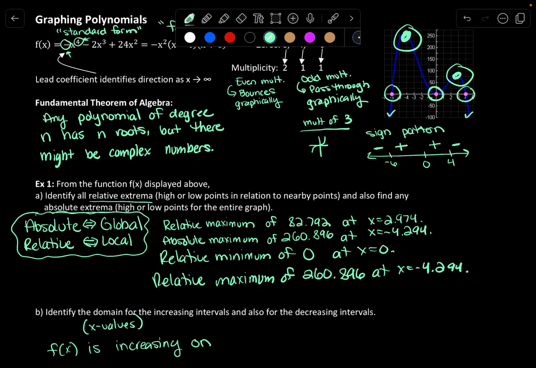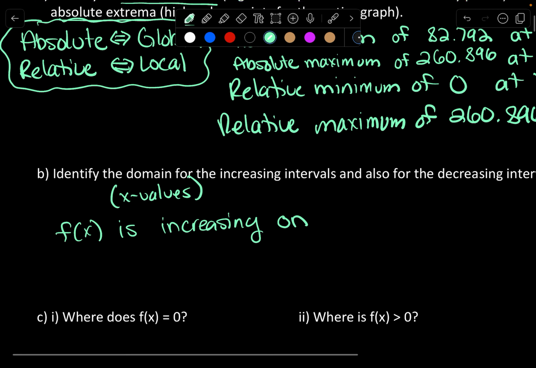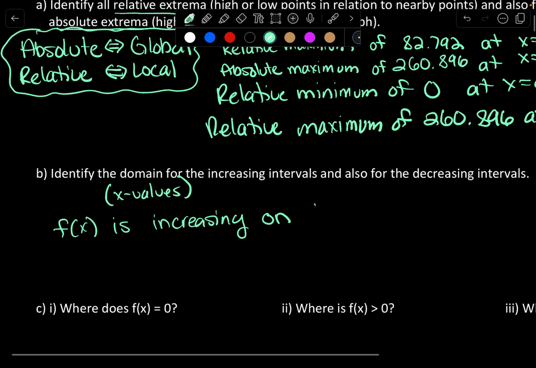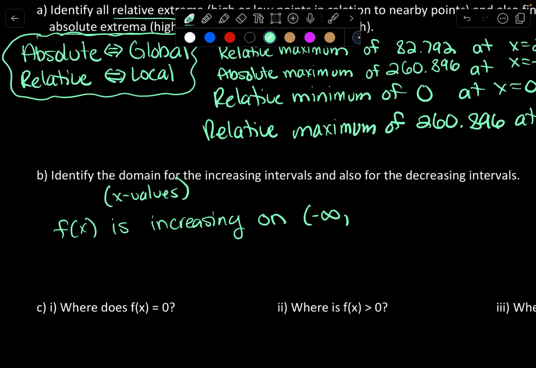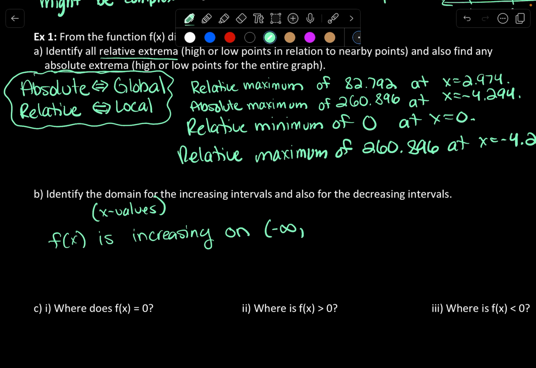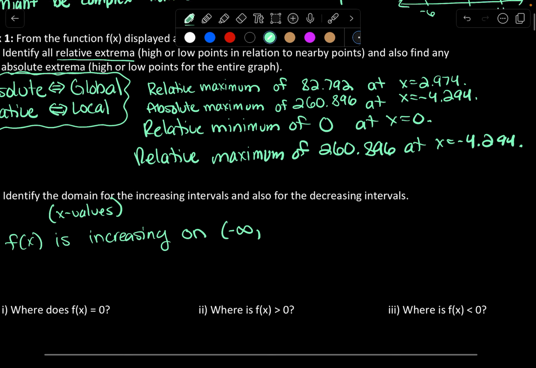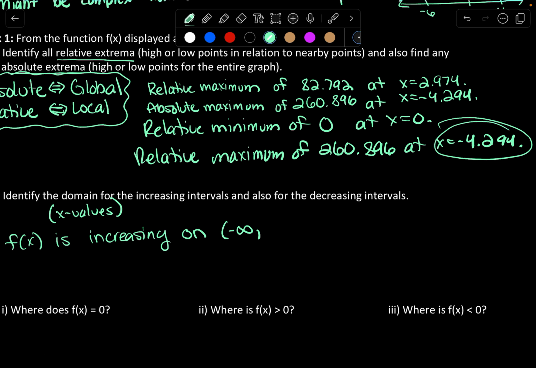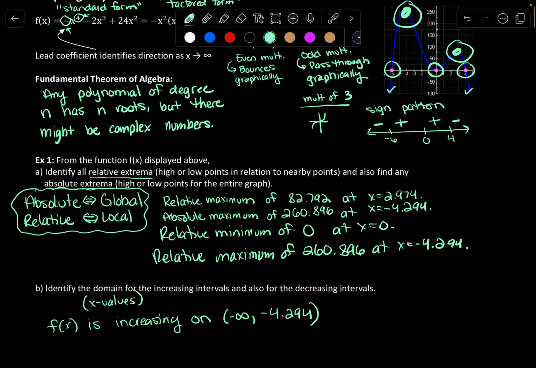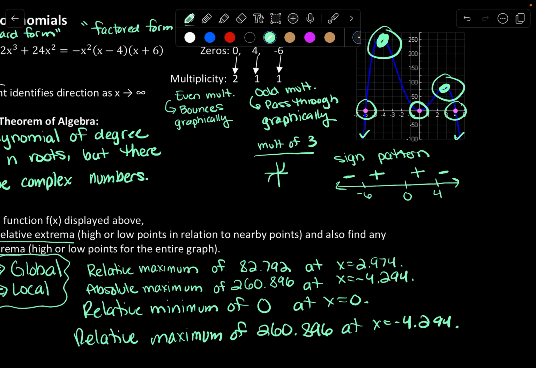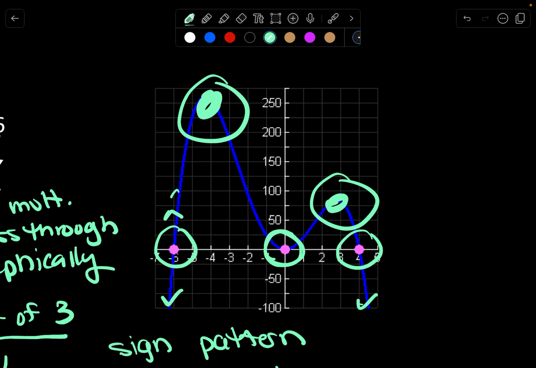Now, if we go back up to the graph, we see that we have a maximum at x equals negative 4.294. So when a function reaches a maximum, it increases into the maximum and decreases out of it. So that function is increasing from negative infinity all the way up to that maximum that is at negative 4.294. So that's the first interval. It's increasing into the maximum.